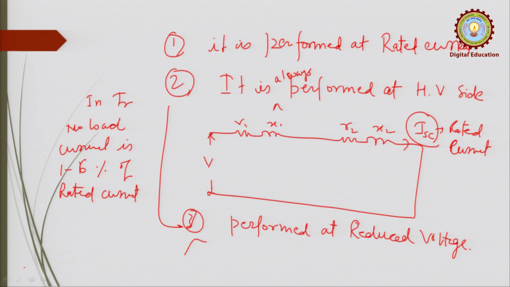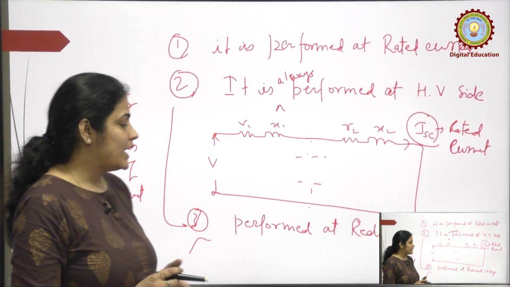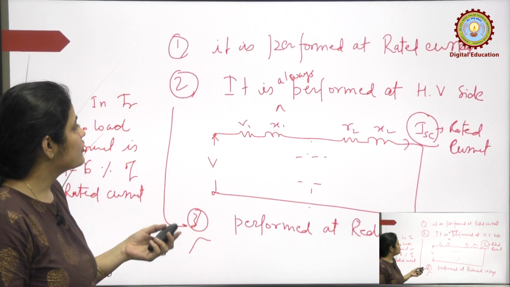Okay. Why is it performed at reduced voltage? Because in this short circuit test, when it is short circuited, the resistance will be minimum, or you can say the impedance will be minimal. So, you will get this rated current by applying a very low value of voltage. So, that is why it is performed at a reduced voltage.